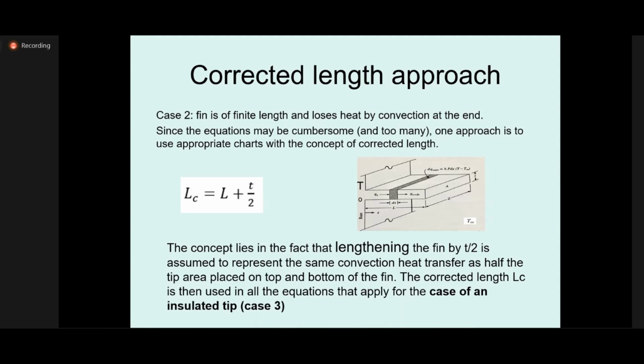We define, we change the length. So length is this actual length. We change the length and increase it by half of the thickness, L plus T by 2, and we call it the corrected length. And if you use the corrected length instead of L and use the equations for the case of an insulated tip, which is case 3, or if we go back to the equations, is equation number 9, then the results are fairly close to what you would have got by.